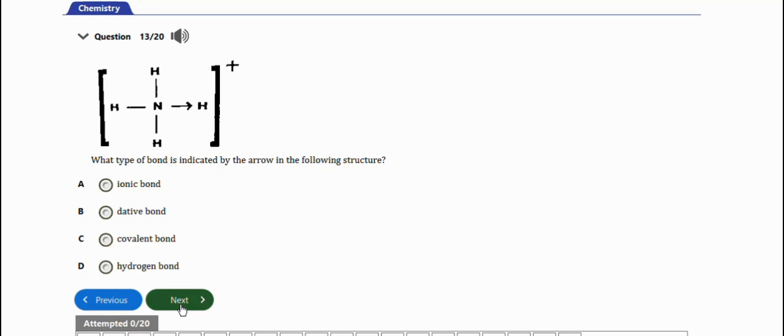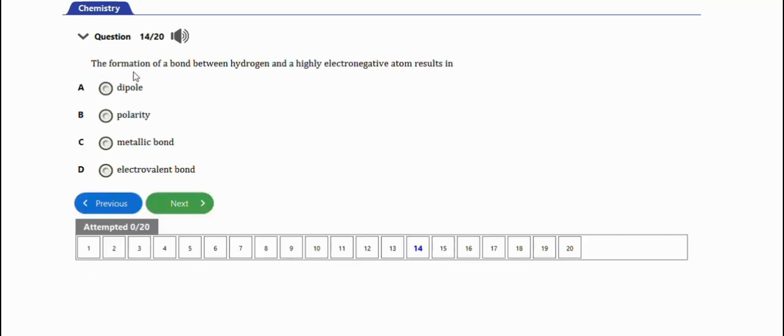The next question with this one, it says the formation of a bond between hydrogen and a highly electronegative atom results in, a) dipole, b) polarity, c) metallic bond, d) electrovalent bond. So the right answer is option B, polarity. The next question, this one, it says which of the following molecules has a triple bond in its structure. So this is obvious, it is nitrogen gas, option C. Take note of this question, guys, very important.